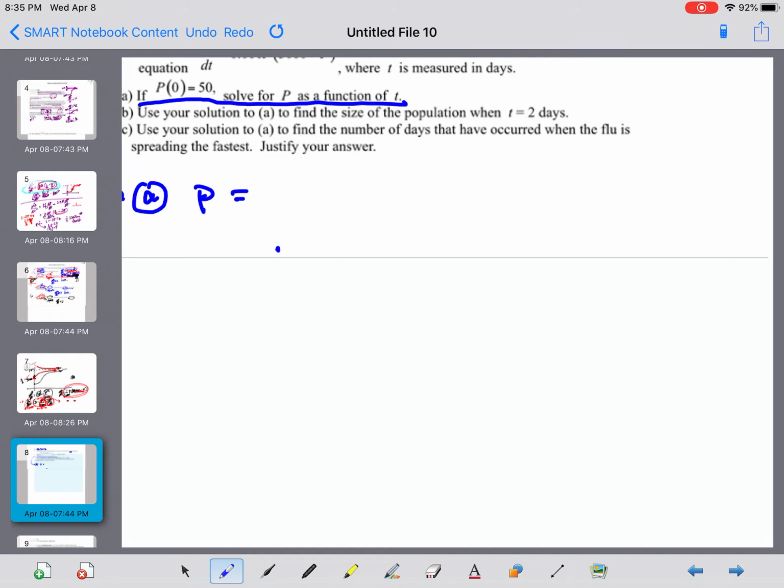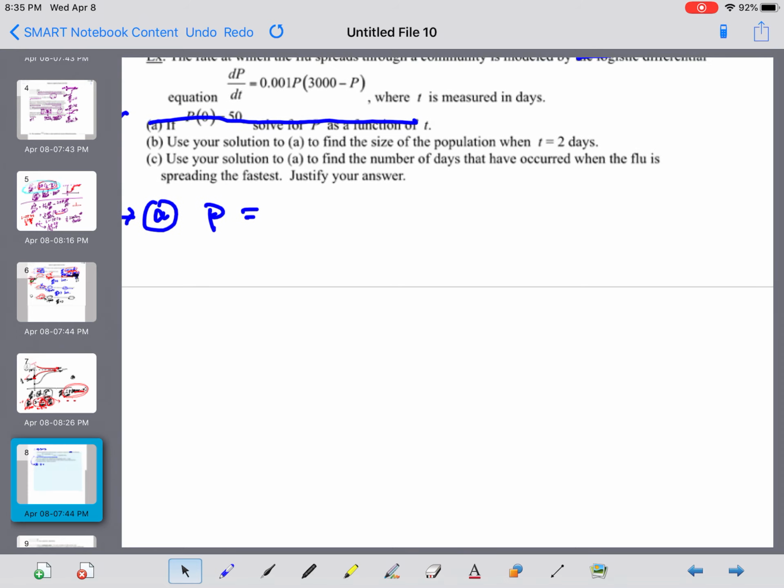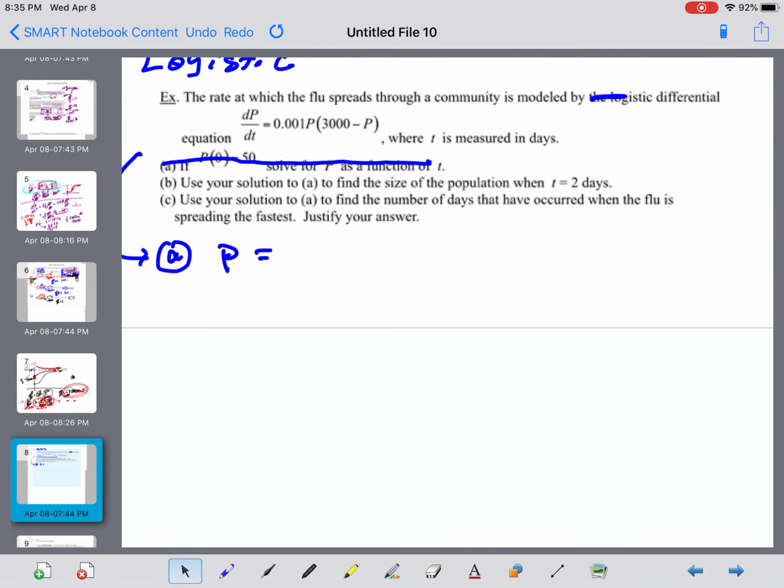That's maybe too much rambling, so let's just out and out do it. All right, so now I'm going to write the population. Notice that they gave it to me already factored into kP times (L minus P). Just a minute, I'm looking at my notes.